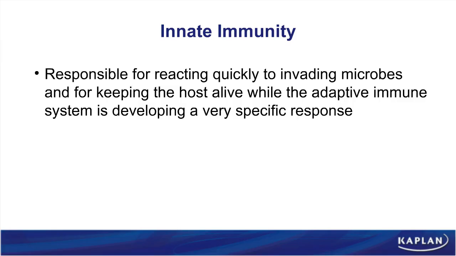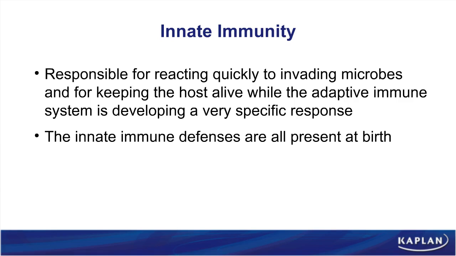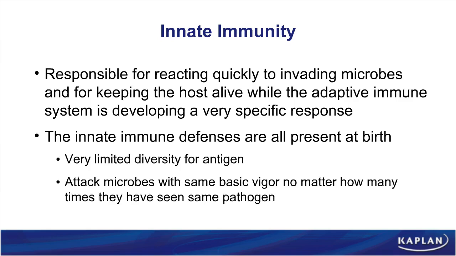The innate immune response is responsible for really our first line of defense against pathogens. It helps to actually keep us alive while the adaptive immune response gets up and running. All of the innate immune defenses are present at birth. They don't really change with age. They never really get any better as the adaptive immune system does. And they have an extremely limited diversity for antigen.